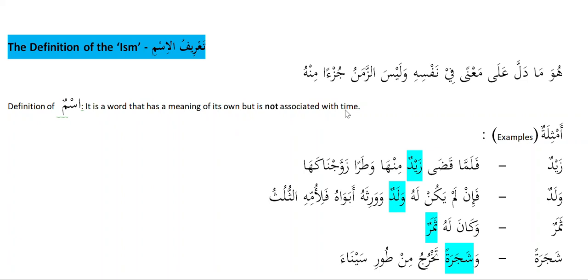When we say book, book has a meaning of its own. It defines that it's these pages with the paper. But it has nothing to do with past, present, and future. So in our definition of al-ism, we say it is something that has a meaning of its own. It carries a meaning, it identifies an object, but it's disconnected from time. Whereas verbs, we'll see, have a time in the definition. Now, amthilatun, examples.